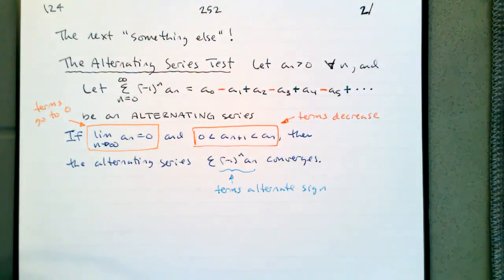We have to separate out the terms decreasing and the terms going to 0 because those two things are not always the same. So in our previous example, we had (2 plus sine n) over n. Those terms are not necessarily decreasing. The limit of the terms is equal to 0, but the terms aren't always decreasing.